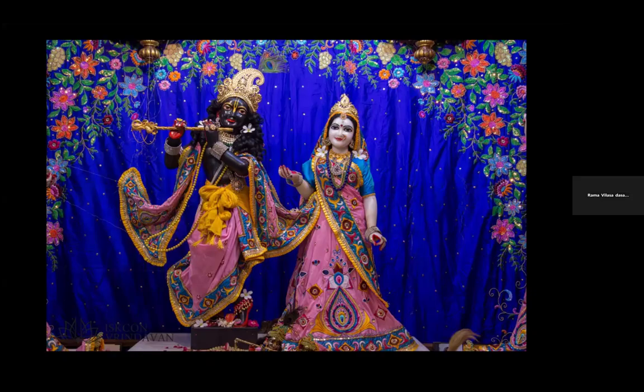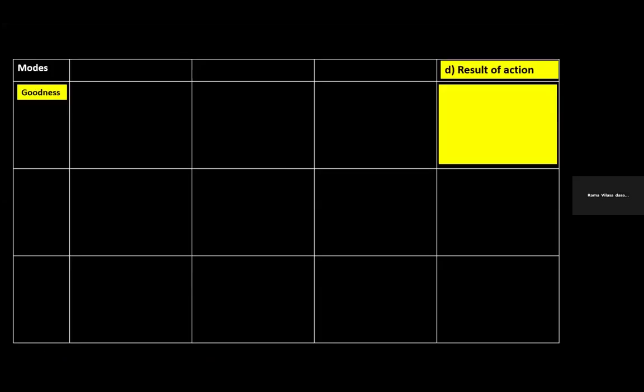Let's populate the last column on the chart. The last column title is Result of Action. And we are populating the box for goodness and result of action. All the three boxes come from 16 to 18. For goodness and result of action, first is pure, knowledgeable, sees things as they are, elevation to higher planets.